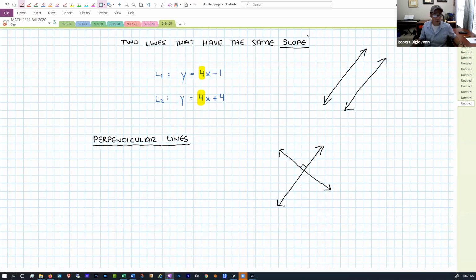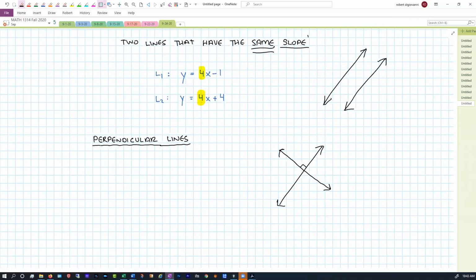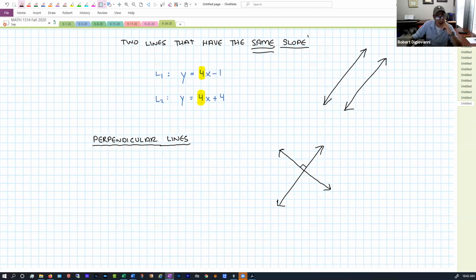If parallel, they have to be the same slope. What do you think it is about the slopes of perpendicular? What do you think the relationship is? They're obviously not the same, right? Because then they'd be parallel. So what do you think? Opposite. Opposite, that seems reasonable. So like if one of them is 4, the other one's -4 maybe, right? Yeah. Okay, it's that, but not quite.